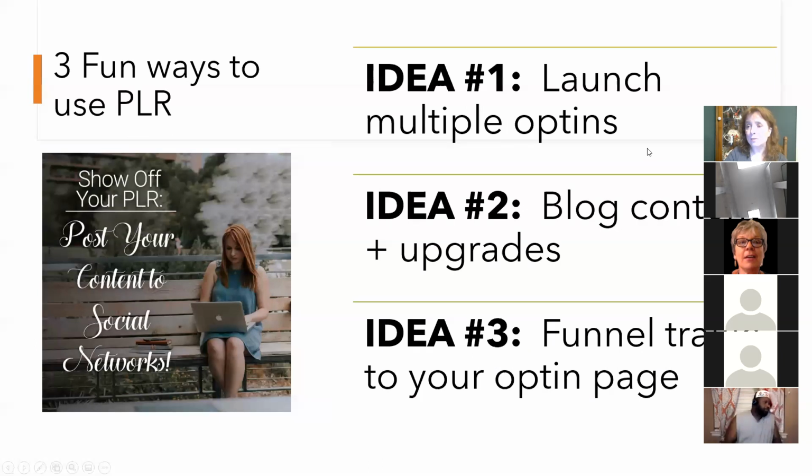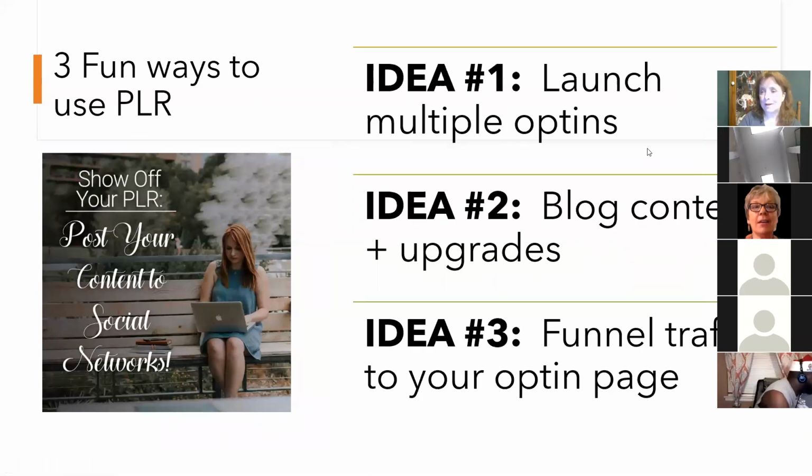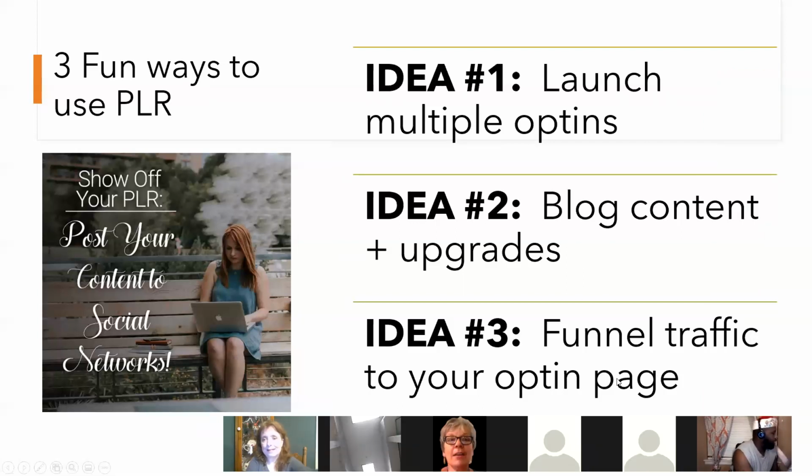So what are 3 fun ways to use PLR products? Well, one of them is to launch multiple opt-ins. What that means is, let's say that you're trying to build an email list for internet marketers. Well, there's a bunch of different types of internet marketers out there. So you can put a lead magnet funnel together for stay-at-home moms, another lead magnet funnel for students in college that are wanting to make some extra money, and another lead magnet funnel for the older generation that's just getting into making money online.